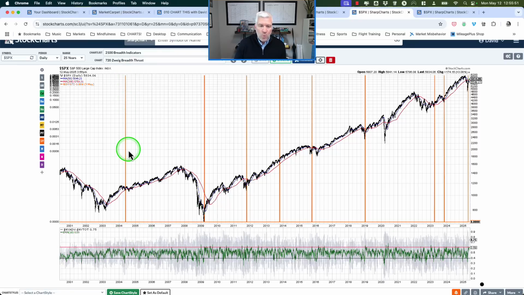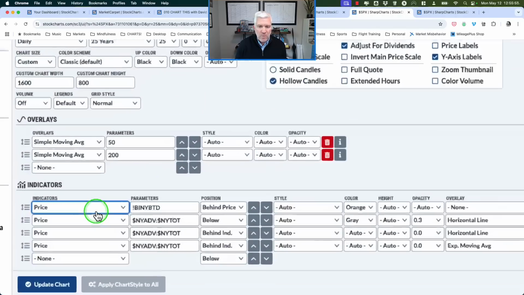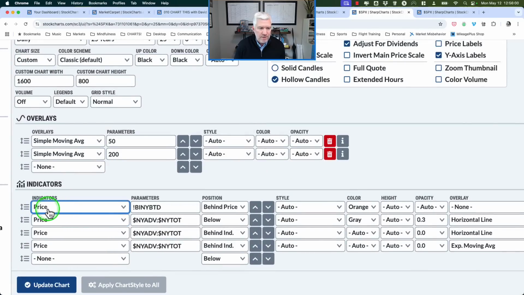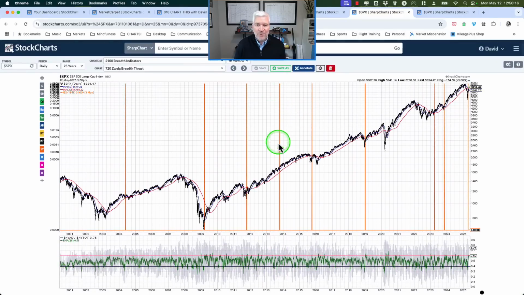The way that you set it up on StockCharts so that it gives you these great vertical lines when the signal fires, this is what you want to do. Use the logic that I have at the bottom here. I have the indicator called price. I use that ticker that I shared with you earlier, and then for position, instead of below, which is where indicators usually are, in a panel below the price, you want to set it as behind price, because what that's going to do is overlay it as these vertical lines. And when the indicator fires, it will go up to +1, and it'll show as a vertical line on your chart.